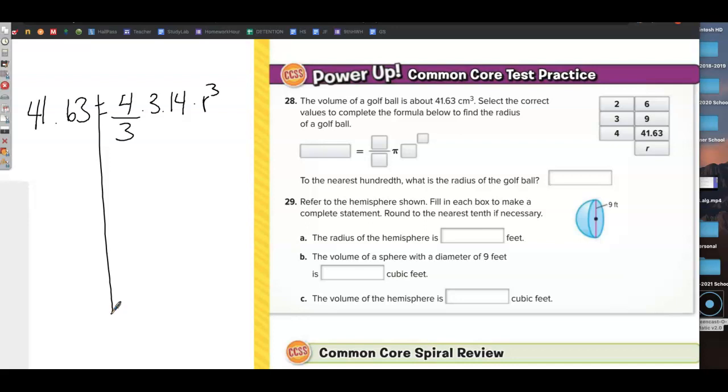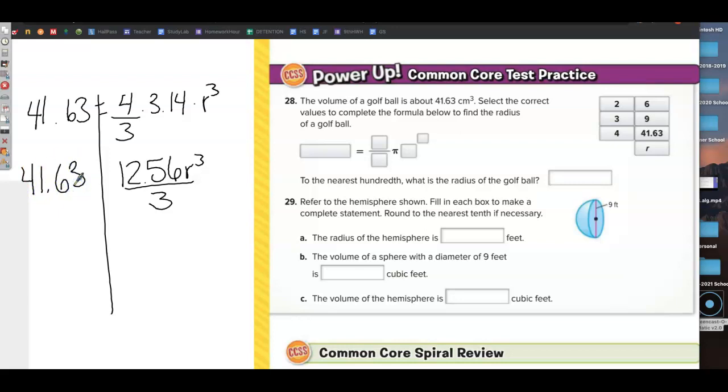Okay, so you simplified the top part, so you have 12.56 r cubed all over 3? Yeah. Okay. So then that's one way of doing it. If you didn't do that step first, what step did you do first?